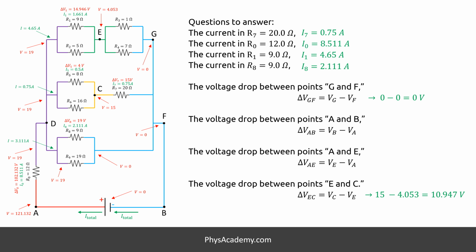We just calculated that I0 is 8.511 amps. And then delta VAB will be 121.132 volts. And delta VAE will be 121.132 volts minus 4.053, which is 117.079 volts. Well, that is it. We found all of the variables we were asked to.